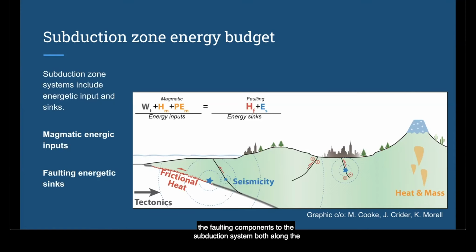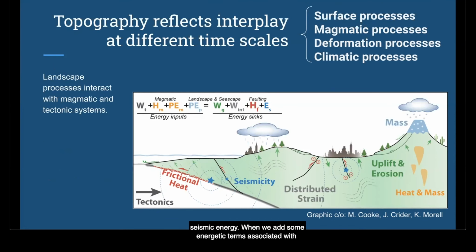Meanwhile, the faulting components to the subduction system, both along the megathrust and within the fore arc, provide energetic sinks for the system in the form of frictional heat from sliding and seismic energy. When we add some energetic terms associated with surface processes, we start to see how the landscape and seascape provides energetic inputs and outputs and link to the magmatic and faulting components of the subduction system.